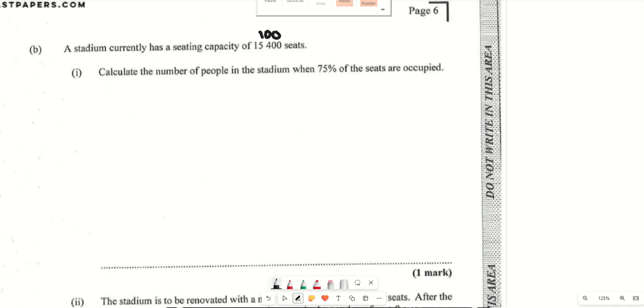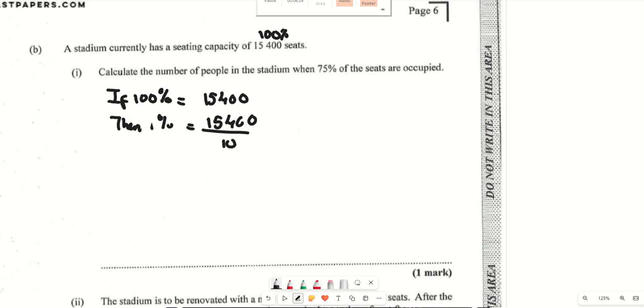Now, if you're doing this question, they ask you, again, this 15,400, which is your original, is 100%. Therefore, we're trying to find out for seats, so your right-hand side will be seats. So if 100% is equal to 15,400, then 1% would be 15,400 divided by 100, right? But you can divide right there. No, leave it as is. Therefore, 75% would be 15,400 divided by 100 multiplied by 75 over 1.